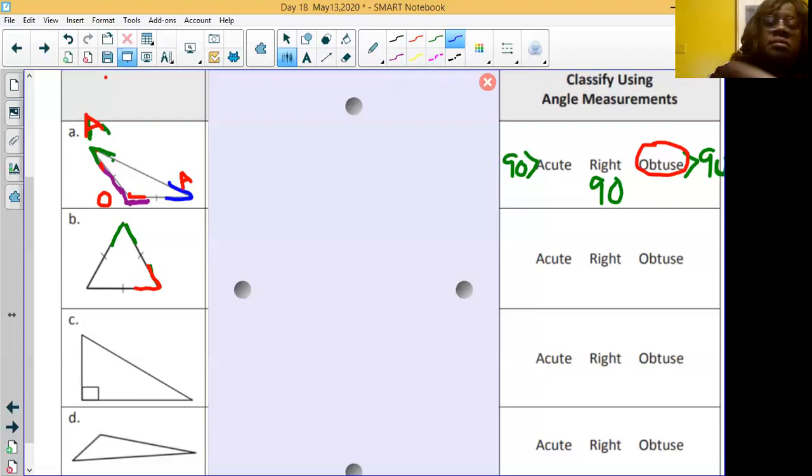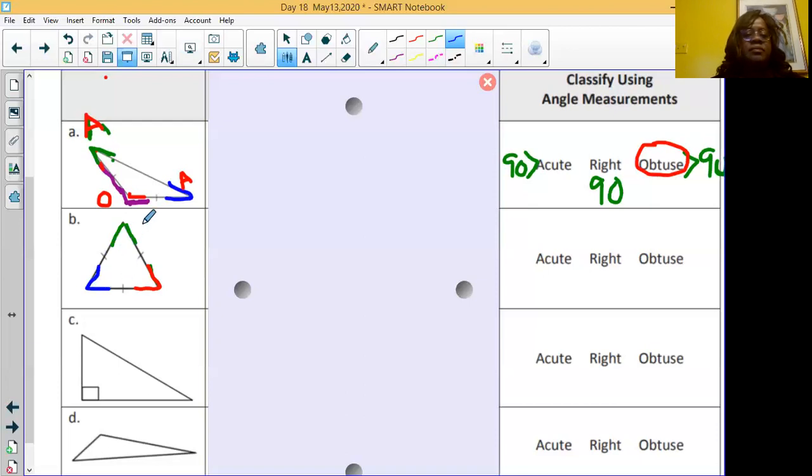And then look at the one to the left. Okay, let's look at the blue side. Does it look like a right angle? Does it look like an obtuse angle? Does it look like an acute angle? So, green angle, I think it might be less than 90 degrees. Red angle, it looks like it might be less than 90 degrees. Blue angle, it looks like it might be less than 90 degrees.